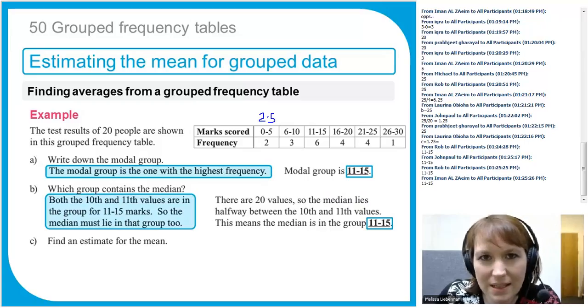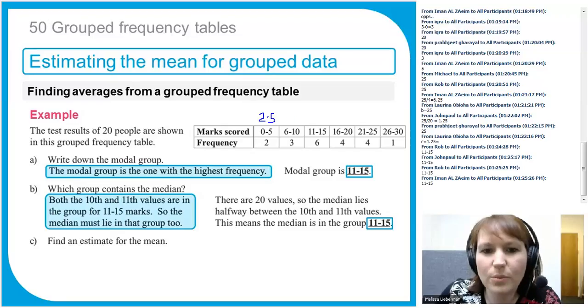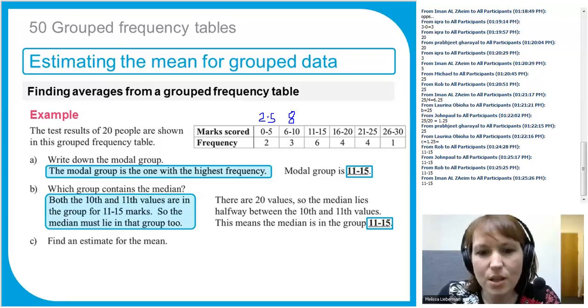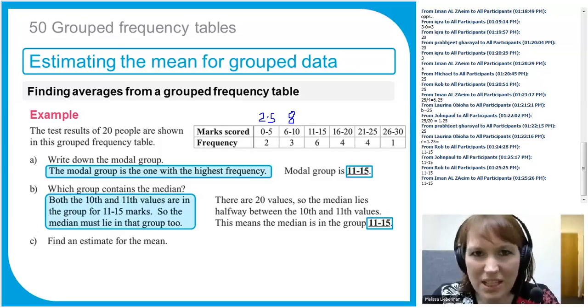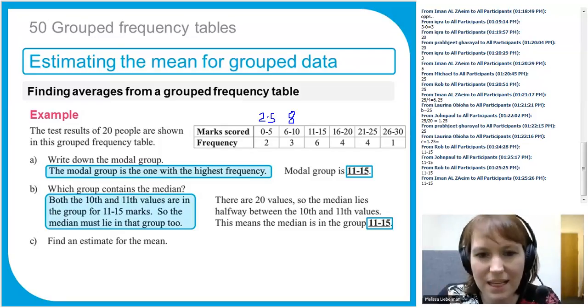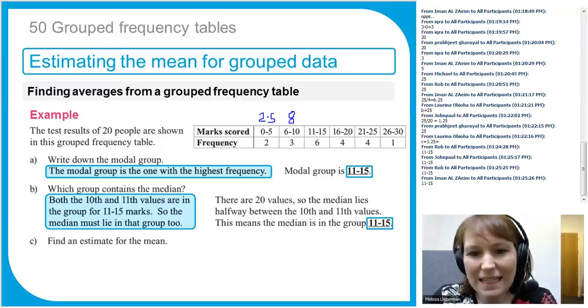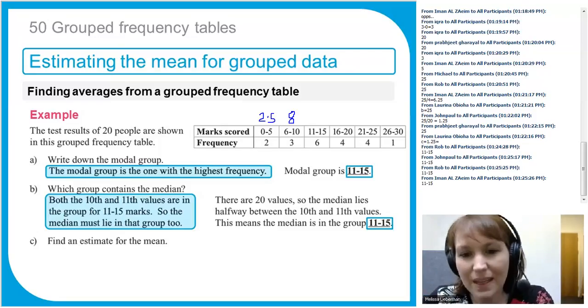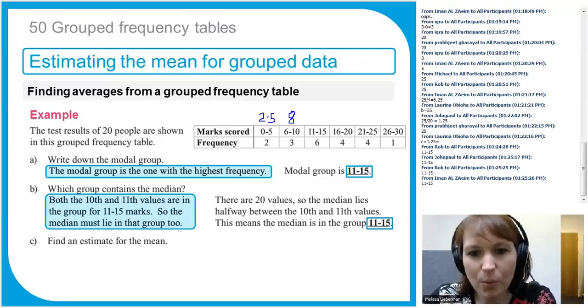Halfway between 6 and 10 is 8. To find that halfway point, we do 6 plus 10, which is 16, divided by 2 is 8. So what we then say is, okay, 2 people, let's just say that those 2 people scored 2.5, because that's halfway between 0 and 5. And then let's say that the next 3 people scored 8, because that's halfway between 6 and 10. And then let's say that the next 6 people scored, I'm just trying to quickly work out what's halfway between 11 and 15, 13 marks, because that's halfway between 11 and 15.